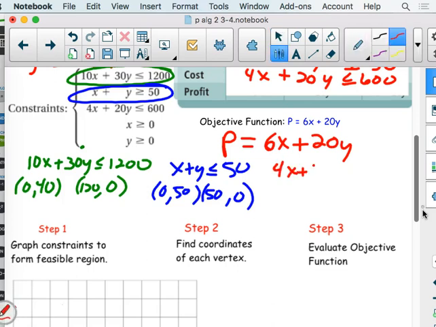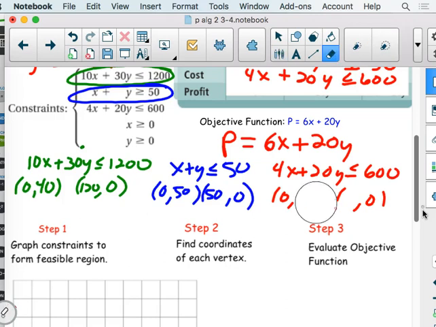4x plus 20y is less than or equal to 600. Again, let's find the zeros. So a 0 for the t-shirts. 20 times something is 600. What's the something? 30.